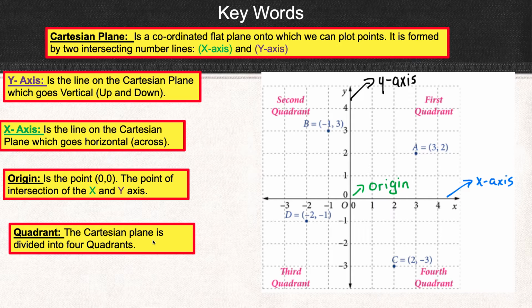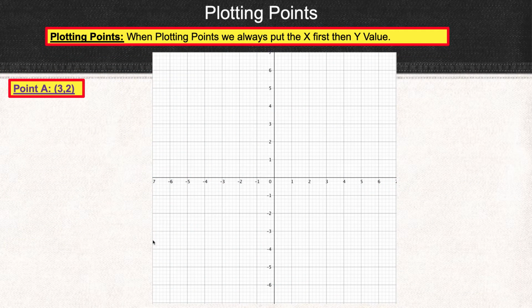Do I go up 3 and out 2? No. Out 2 and up 3. We always go over before we go up or down, isn't it? We always go over before we go up or down. Very, very important.